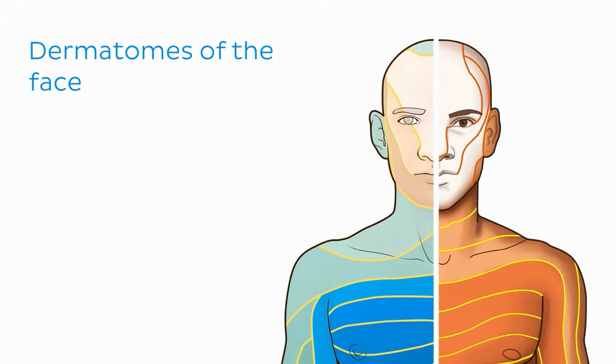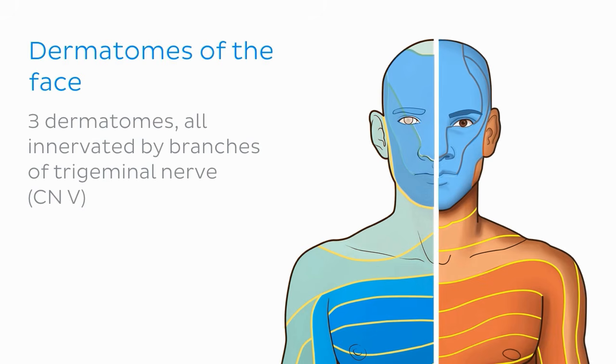There are 3 dermatomes in the region of the face, all of which are innervated by branches of the trigeminal nerve, which we know is a cranial nerve. We know that there are 3 divisions of the trigeminal nerve, which means, yep, you guessed it, each division of this nerve innervates one of the dermatomes of the face.